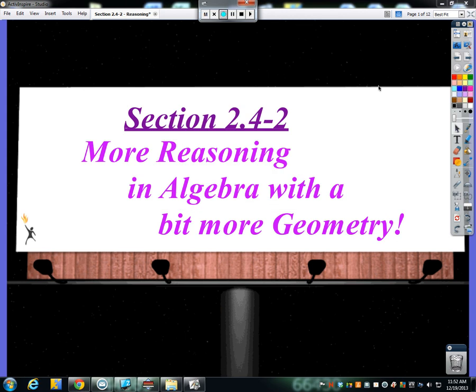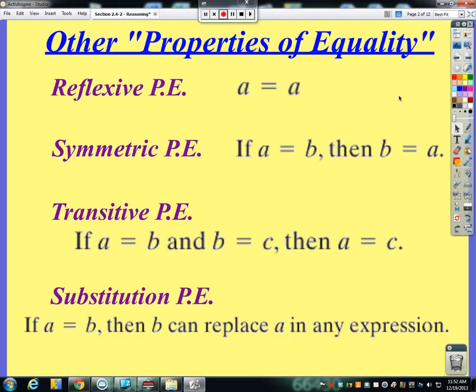All right, first video of our next chapter here. We're going to be discussing some other properties of equality, some properties that we typically don't use in algebra problems, but we will start to use more so in geometry-related proof problems.